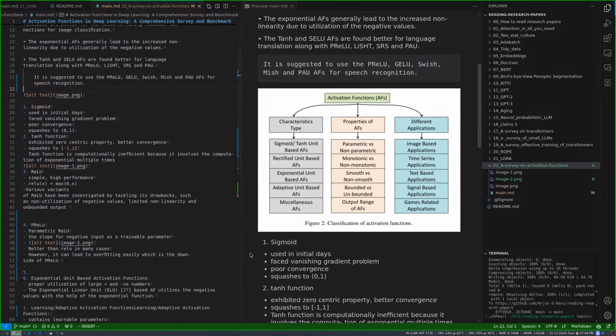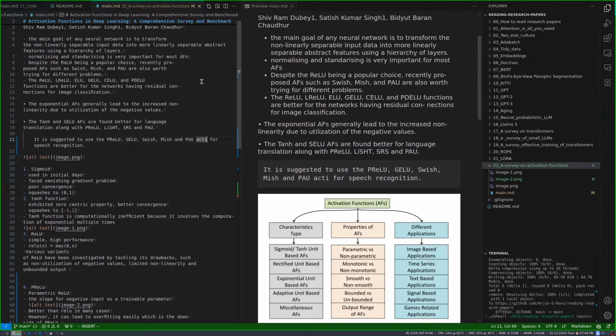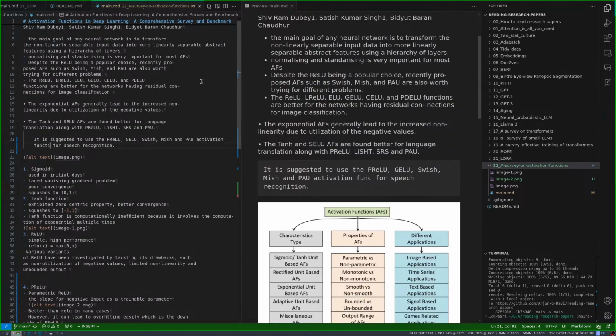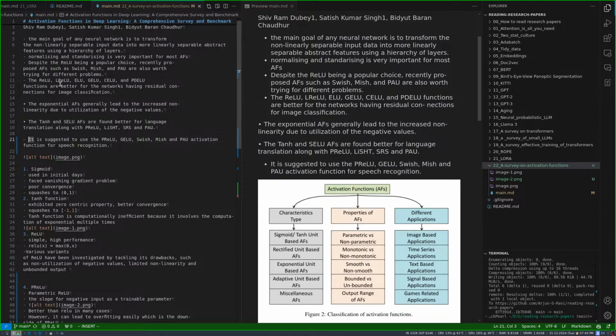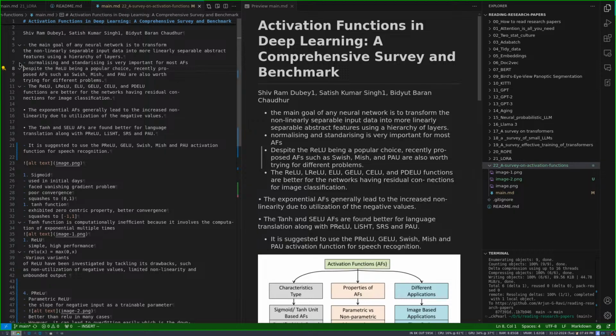PReLU, Gelu, switch. I get a function. Oh, this is for speech recognition. Man. Okay. Yeah, this is important.